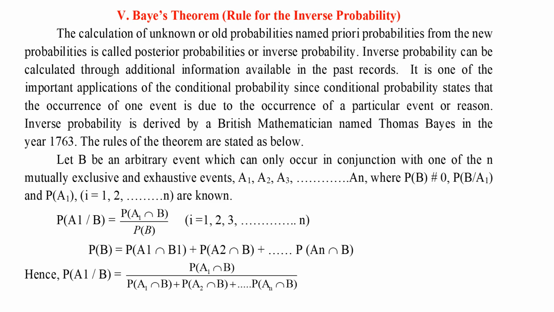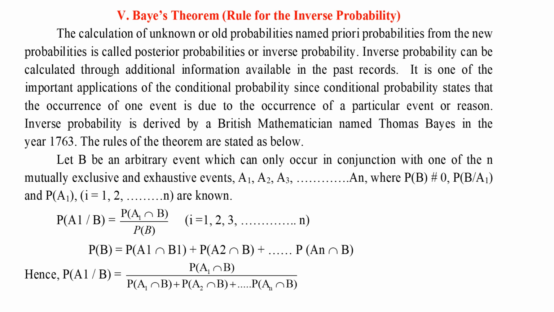Bayes' theorem, rule for the inverse probability. The calculation of unknown or old probabilities, named prior probabilities, from the new probabilities is called posterior probabilities or inverse probability. Inverse probability can be calculated through additional information available in past records. It is one of the important applications of conditional probability, since conditional probability states that the occurrence of one event is due to the occurrence of a particular event or reason.